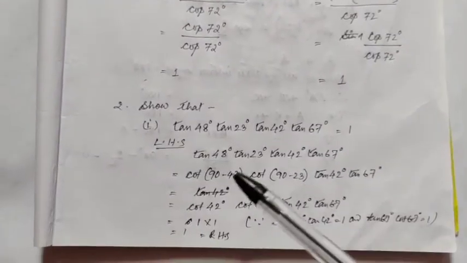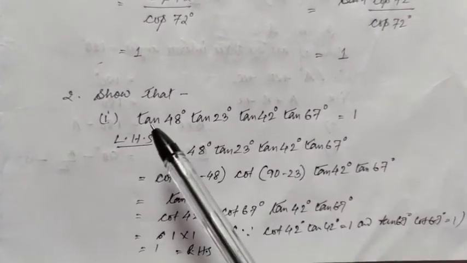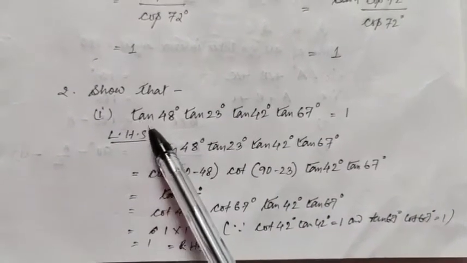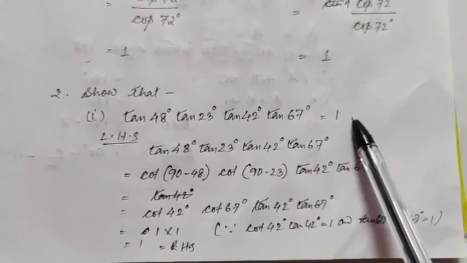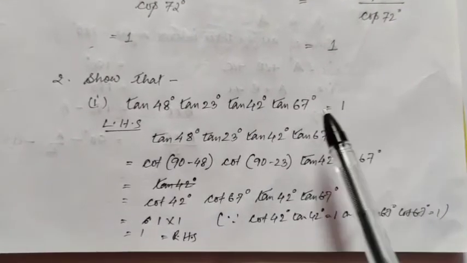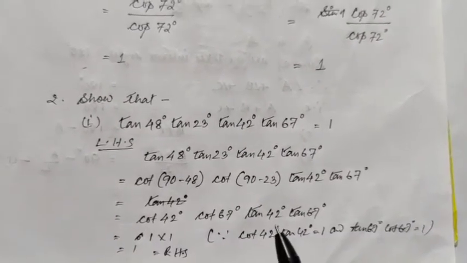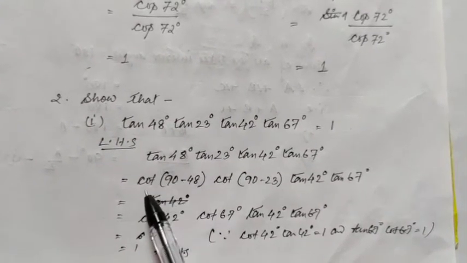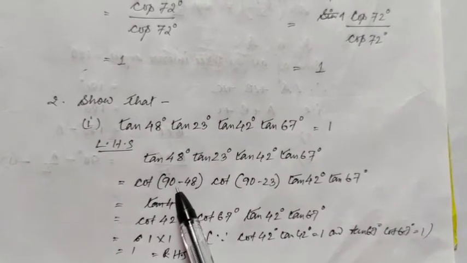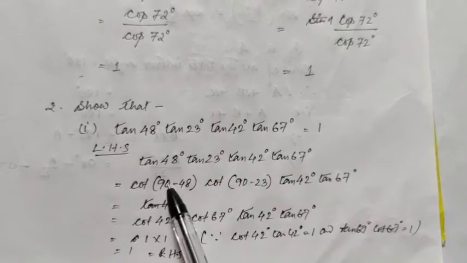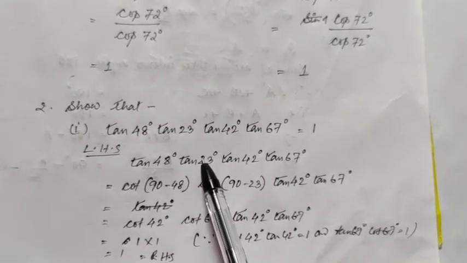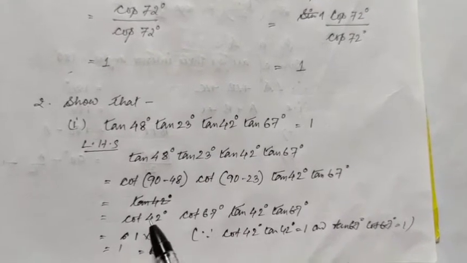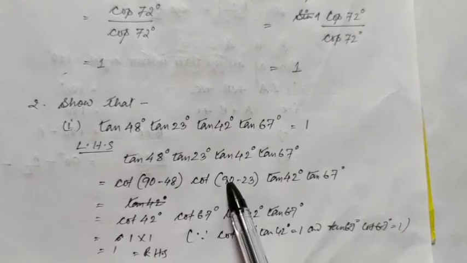Okay, now second question. This is the statement given, and you have to prove that this expression is equal to 1. Okay, so how to solve this? Here we know the complement of tan is cot, so I have changed this to the complement angle. So cot 90 minus 45 degree. Again I have changed the same angle, cot 90 minus 23 degree. Now we got cot 42, cot 67.